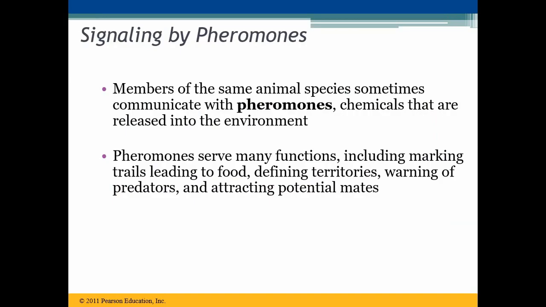Then we have pheromones, chemicals that are introduced to the environment. Pheromones have functions including marking the trails of food, defining territories, warning of predators, and attracting potential mates. These are more active in animals as compared to humans. Animals mark their territory by secreting their pheromones, like dogs and cats and lions, etc.